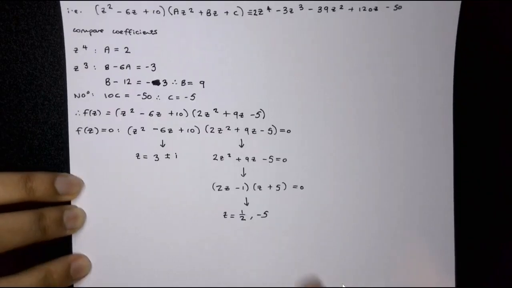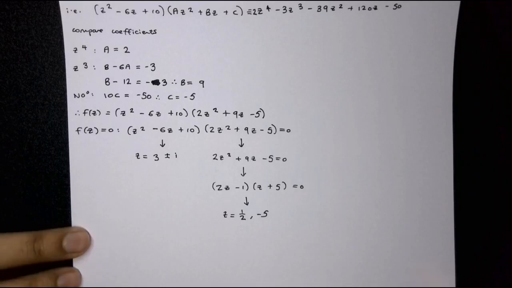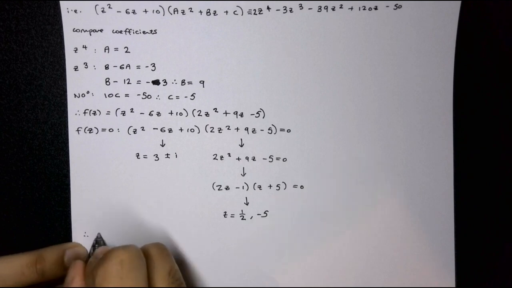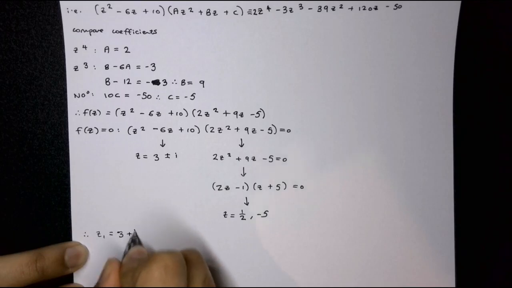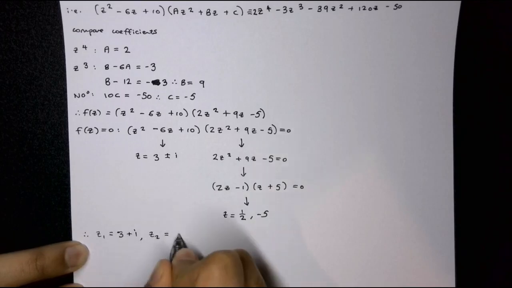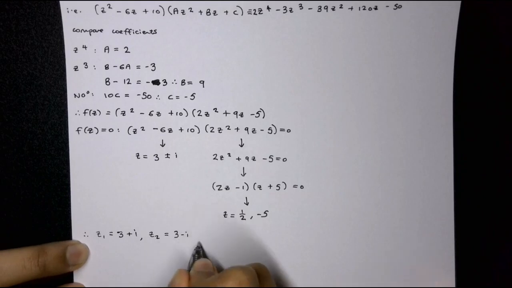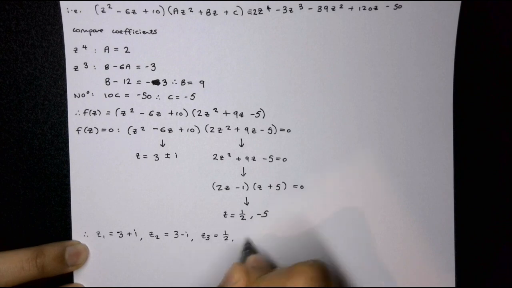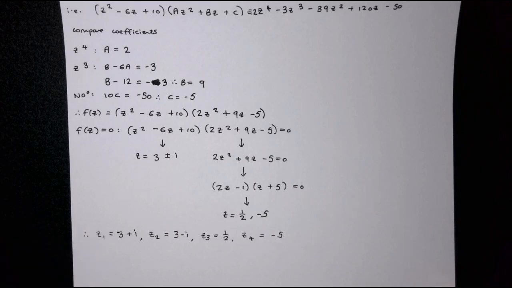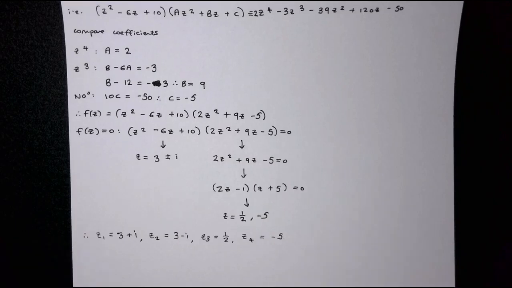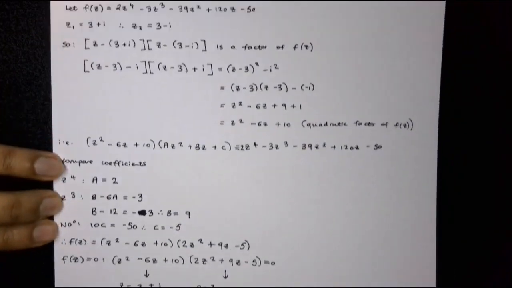So therefore we can state the roots to our original equation. We can therefore see that z1 is equal to 3 plus i, z2 is equal to 3 minus i, z3 is equal to 1/2, and z4 is equal to minus 5. Of course, with our calculator, we can confirm these results over here.